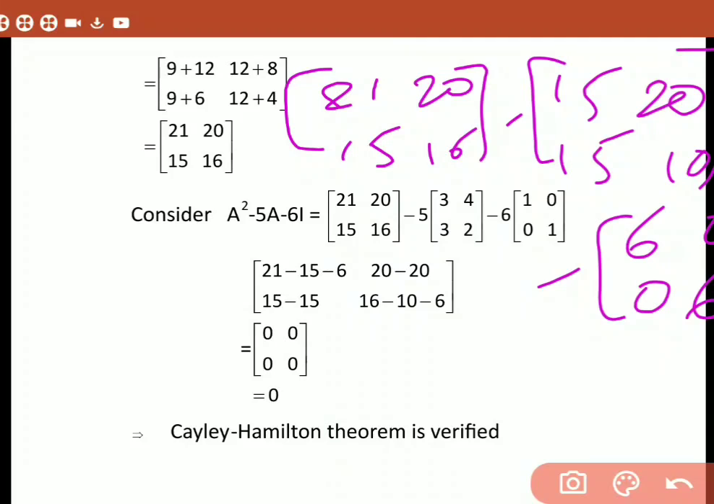21 minus 21 is also 0. Similarly, 20 minus 20 is also equal to 0. And next is 15 minus 15, which is also equal to 0. And 16 minus 10 minus 6, you have to add the corresponding elements, and you will get 0 as well.